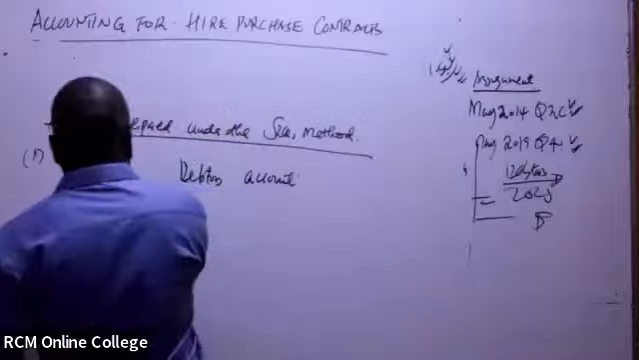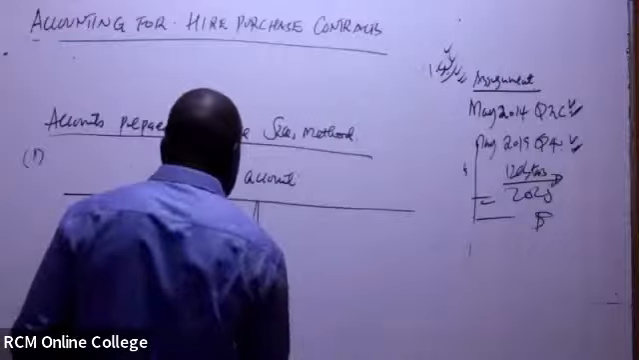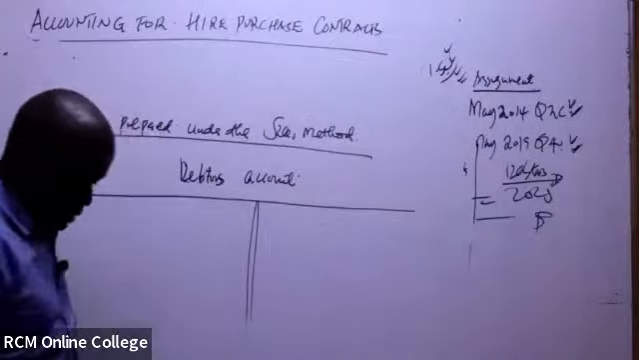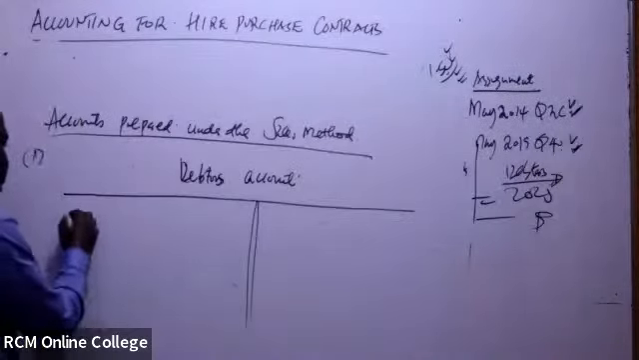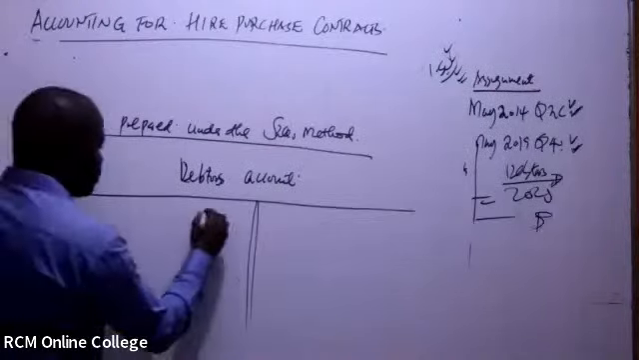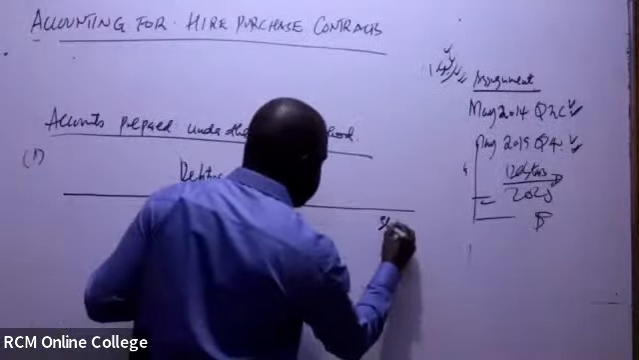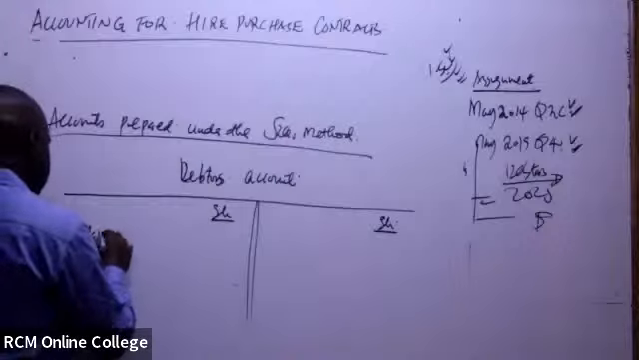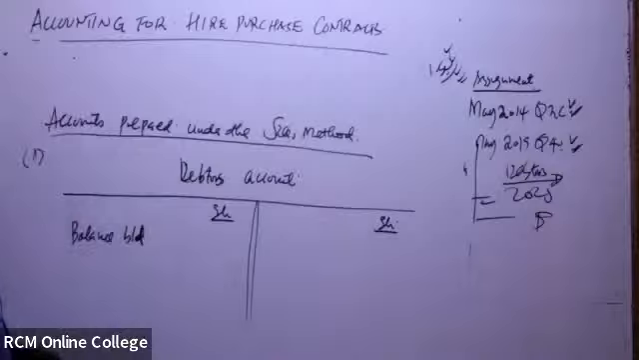Of course, it will likely look like this. We'll have the debtors account. So we can have, in this case, the balance brought down. You can have the balance brought down.